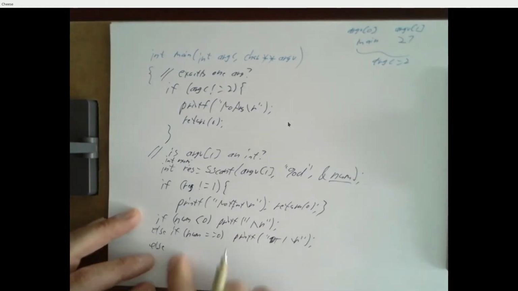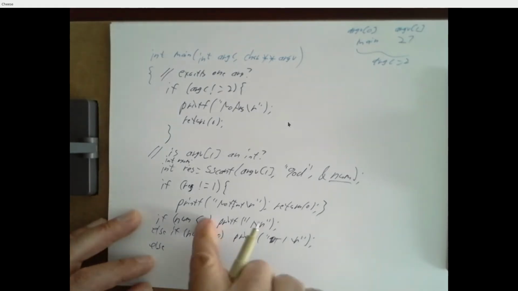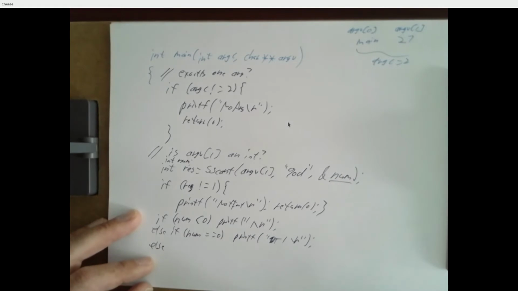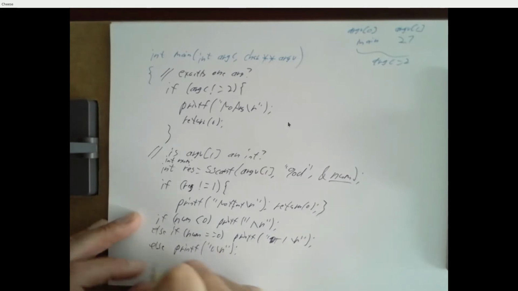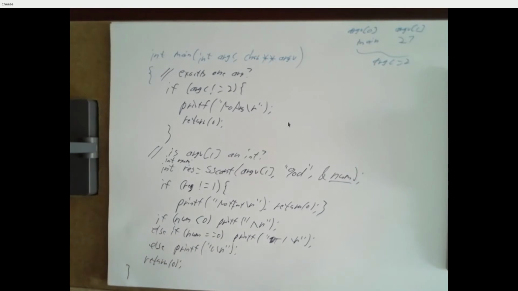Else, well, I could say if num is bigger than 0, but I also know if it's not less than or equal to 0, it's got to be greater than 0. This is my only other case. So I'm just going to say else print 0 and then return. So something like that. Again, there's always different ways you can write this, but that's the effect.